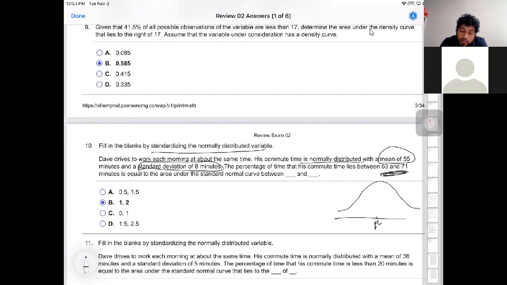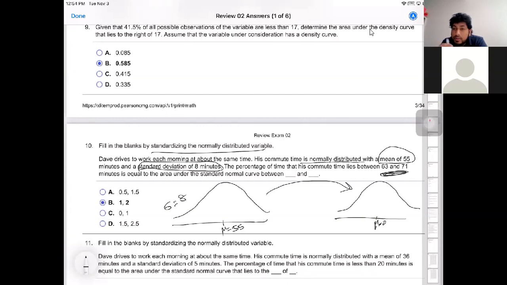Mean mu equals 0, right? So they have his commute time is normally distributed. Mu has a value of 55. Mu is the mean. Sigma is the standard deviation. It is 8. So what you have to do? You have to convert this into a standard normal distribution or standard normal curve.